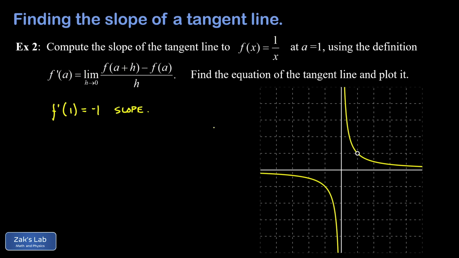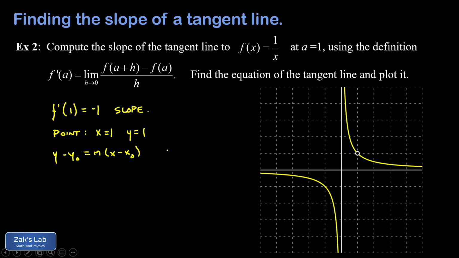Now we just need to find this point on the tangent line that it's passing through. And we were looking at a location of x equals 1 for this tangent line. And the y value corresponding to that is just f of 1, which is 1 over 1. And that simplifies to just 1. So the tangent line passes through the point (1, 1) with a slope of negative 1.